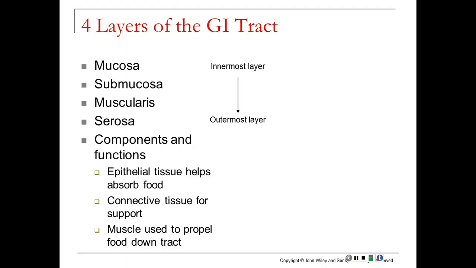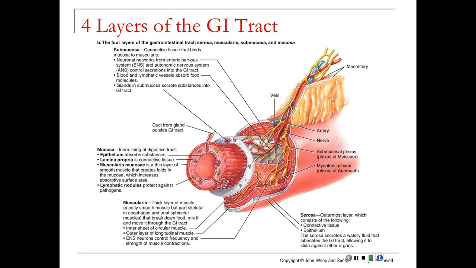The functions of these components, ultimately: there's epithelial tissue to help absorb the food, there's connective tissue for support, and then there's muscle tissue to help contract and propel the food through the gastrointestinal tract. Here you can see what I was referring to. If this, for instance, was the small intestine, which I think it might be actually, this outer covering is the serosa. It's made of connective tissue as well as epithelium. Remember, epithelia are all of our coverings and linings. The serosa secretes a watery fluid to help lubricate the GI tract, allowing it to slide against any other organs.